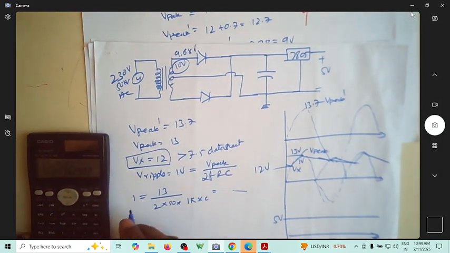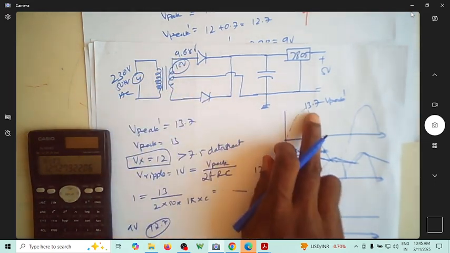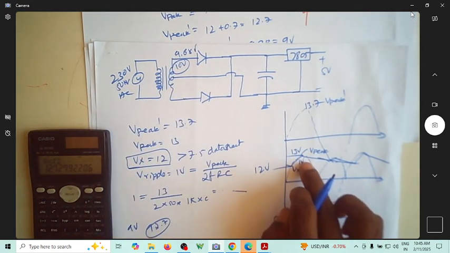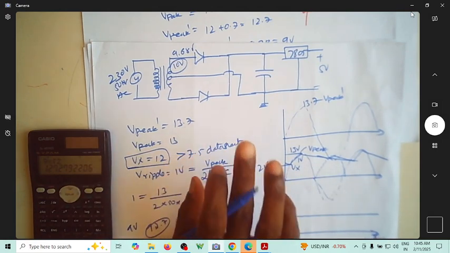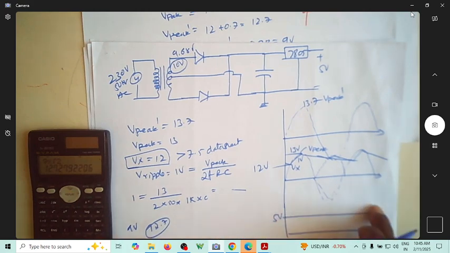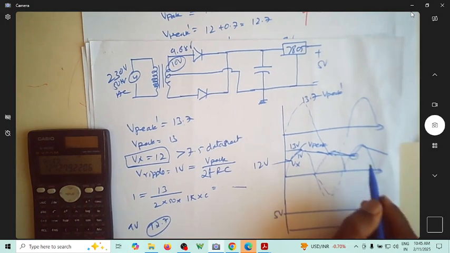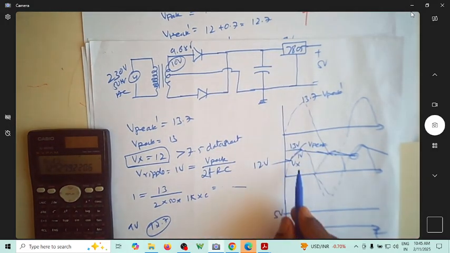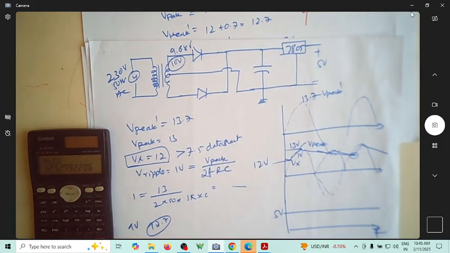Suppose you don't have 10 volt, even if you have a 9 volt transformer, what is 9 into root 2? 9 into root 2 would be 12.7, which will be more than sufficient, because 12.7 will give you 12. 12 minus 1 is 11. Still 11 is far more than 7.5 volt. You'll get a comfortable output voltage of 5 volts. Make sure that the minimum voltage at the input of your regulator is always more than 7.5. As long as you maintain that, you'll get a constant 5 volts.